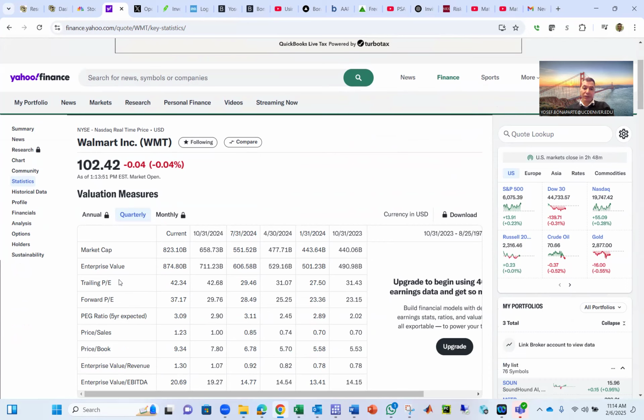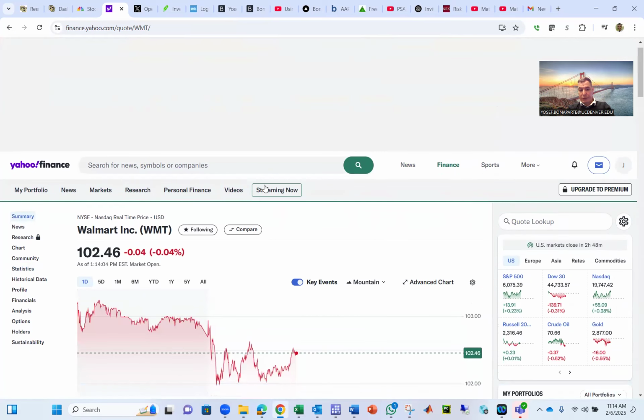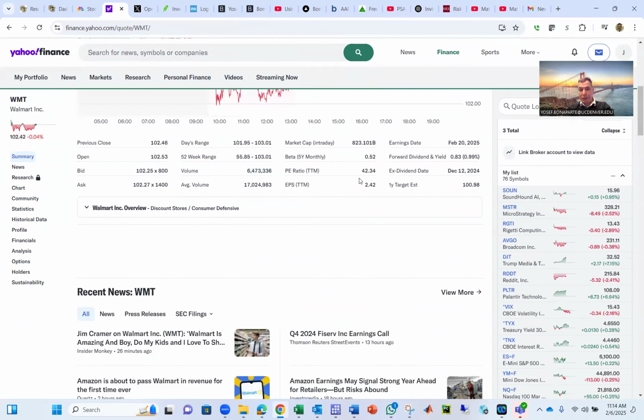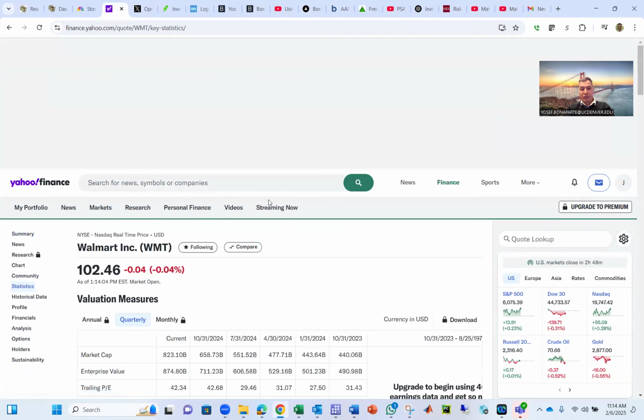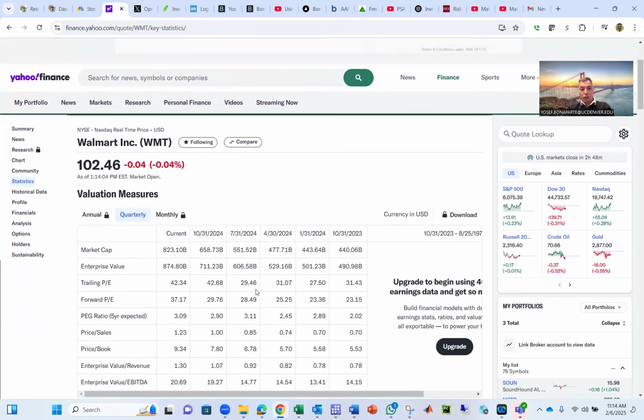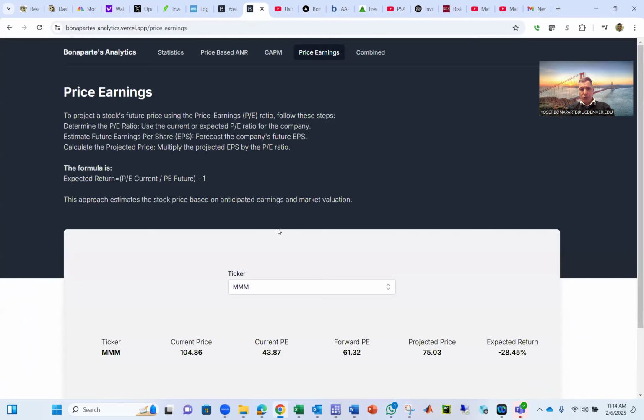Trailing PE means the last 4 quarters. The one on the website, the one here, is based on the last quarter. So there's a slight difference between the PE here and the trailing PE. But either way, slight difference, doesn't matter. So you divide the current PE by the forward PE, that will give you the future price. So you divide the current PE by future PE minus 1, that will give you the expected return.